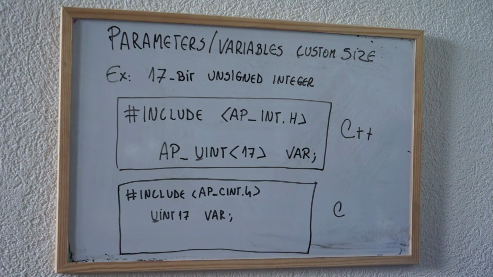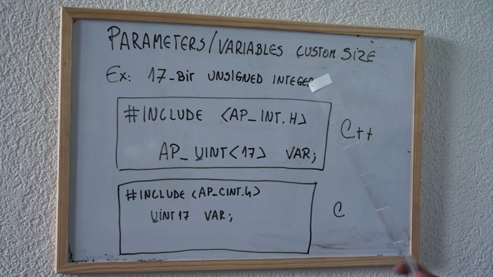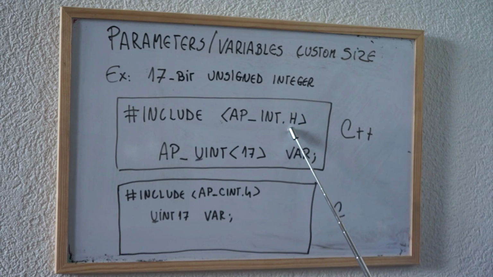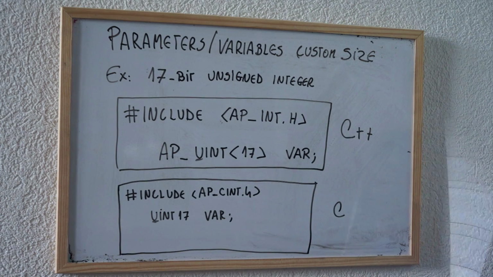Okay guys, so parameters or variables of custom size. Here in the example, we want to create a 17-bit unsigned integer. If you are doing C++, you must include this header here, ap_int.h. And to create custom size variables, you use ap_uint in the case of unsigned, or ap_int in the case of signed integer, and the number of bits that you want, and for sure, the variable name. If it's in C, you include ap_cint.h, and it's just a matter of putting, for instance, uint for unsigned integer, followed by the number of bits that you want and the name of the variable. Okay, that's simple. Let's switch to the lab and see how to do this.